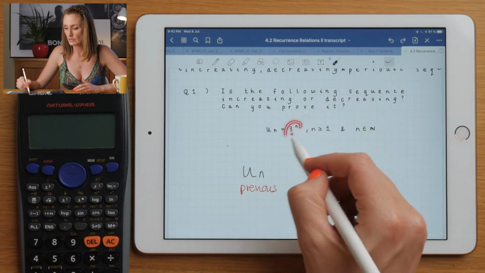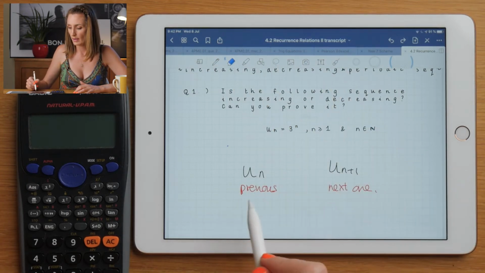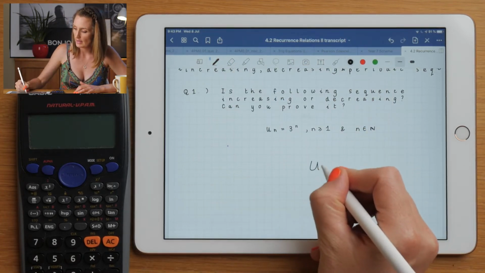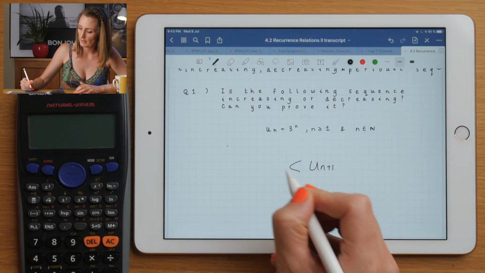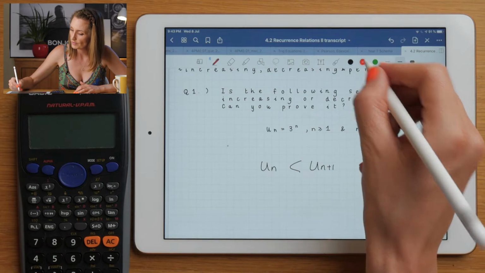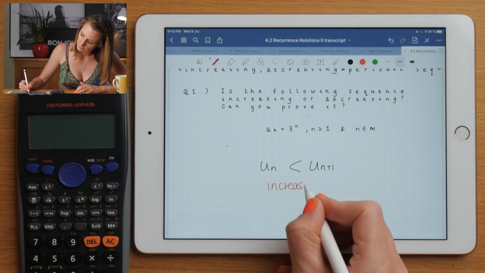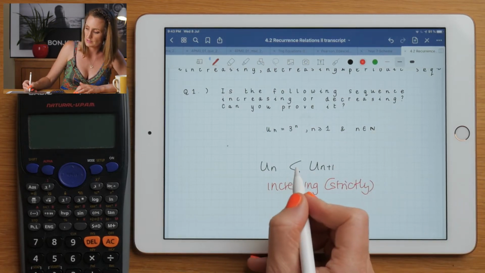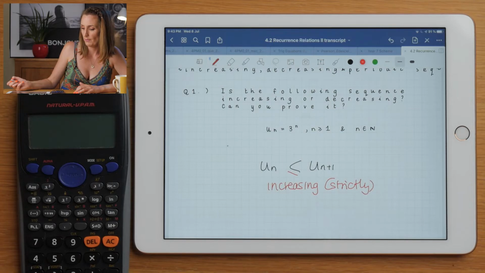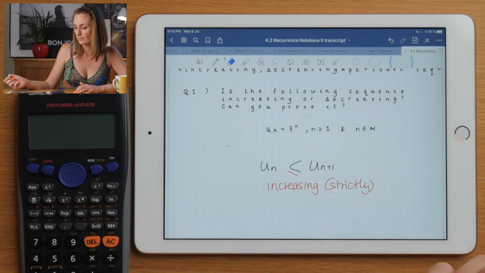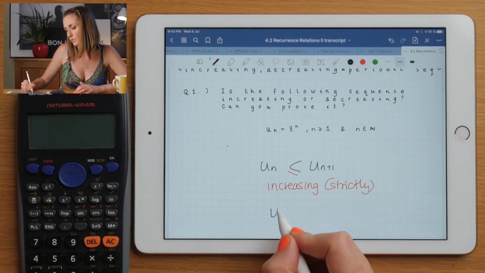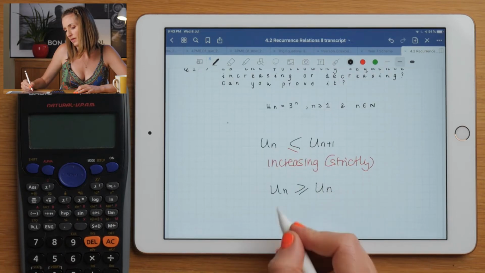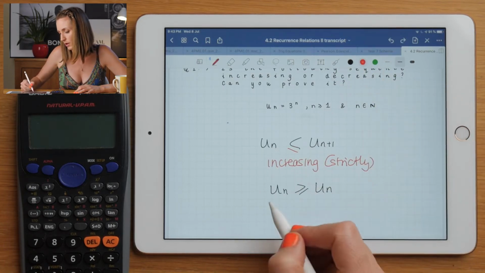Now the formula is 3 to the n. So it should make sense to you, I hope, that if a sequence is increasing, the next term will be bigger than the previous term. So this would be true for an increasing sequence. And I can call this one a strictly increasing sequence because it's bigger than. But if it would be like that, you would just have an increasing sequence. Now, if the next one is always going to be smaller than the previous one, then the sequence is decreasing. It's getting smaller.